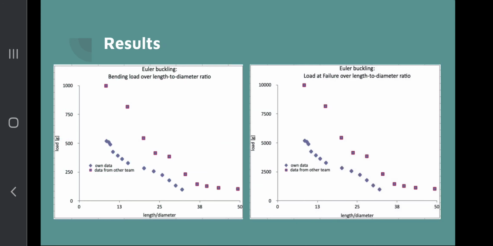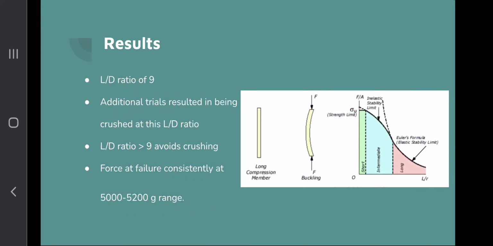And you can see that my data kind of evens out at that 5,000 mark. And this kept happening as I repeated a few trials that didn't make it onto my actual data sheet. I kept having my straws crush at about that 5,000 to 5,200 gram range. As you can see, my LD ratio for my data turned out to be 9. Anything above 9 was able to avoid crushing and maintained relative stability afterwards.